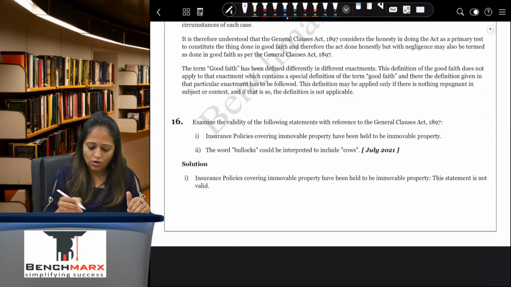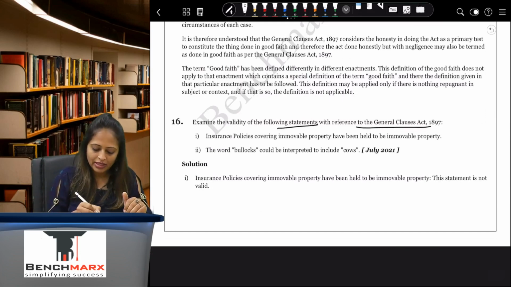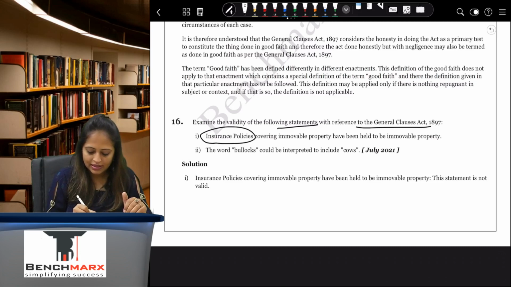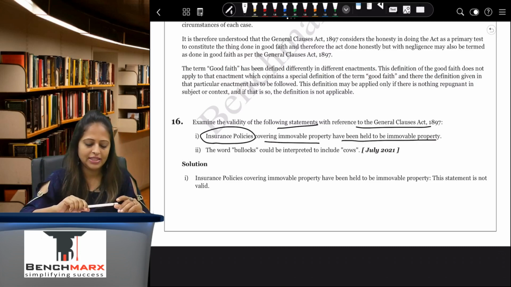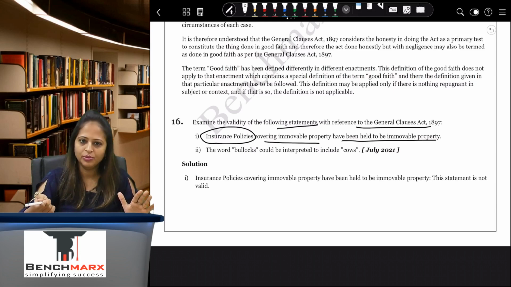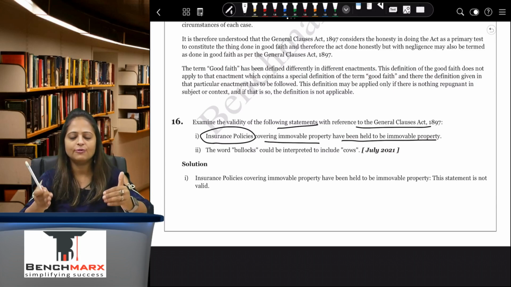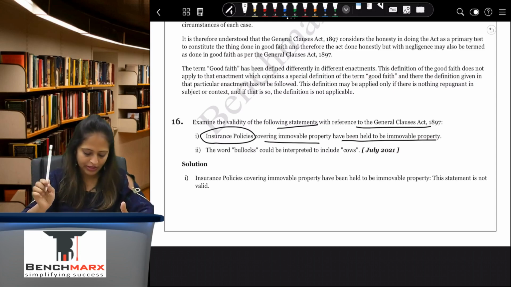Examine the validity of the following statements with reference to the General Clauses Act. Insurance policies covering immovable property have been held to be immovable property. Is that correct? What do you think? Insurance policies are not immovable property, even though they are for immovable property. So, an insurance policy for an immovable property is not an immovable property.